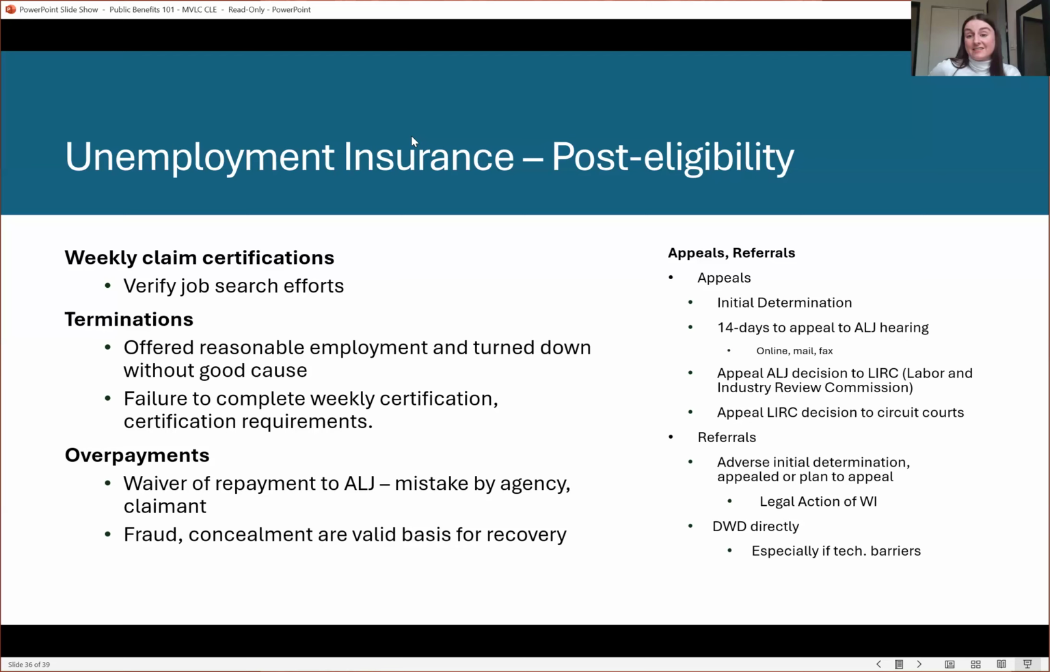Appeals, there's a 14-day deadline to appeal to the ALJ hearing. So once you get that initial determination, if you have a client with an initial determination, appeal, save your appeal rights for sure. Legal Action takes referrals after the adverse initial determination. If it has been appealed or there's plans to appeal, you don't take referrals after that point if it's to the Labor and Industry Review Commission stage. As you can see, that's kind of how it goes for DWD stuff. Otherwise, referrals can go to DWD directly, especially if there's tech barriers in application stuff.